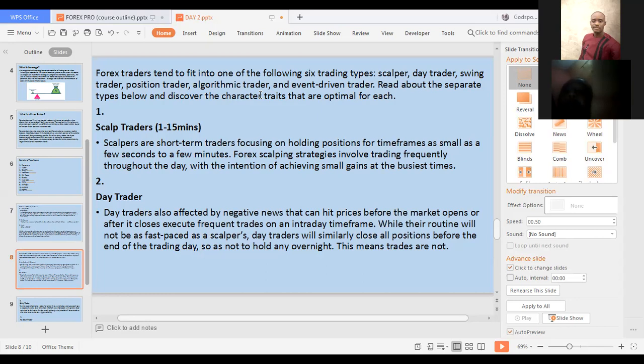I don't like to take trades to the next day. I hate it so much because I'll be so disturbed. So rather, I like to pick my trade, make my profit, and get out of the market. Are you with me? Day traders. These are traders that are similar to scalp traders. They also don't like to hold their trade over to the next day. They hate it so much.